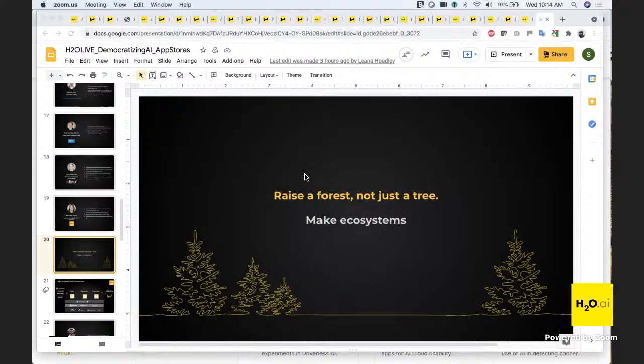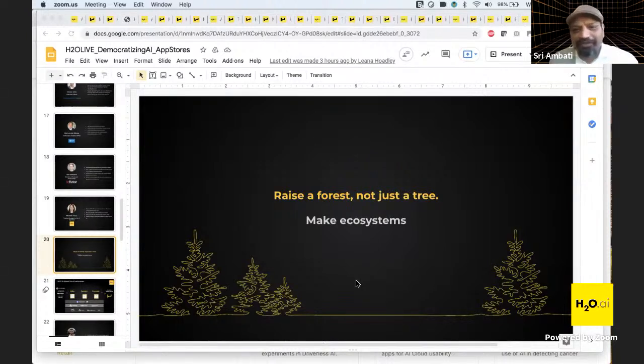Thanks, Eric and Michelle. I think alternative data sets is at the heart of the matter for how we bring life to AI and vice versa. And just like Eric mentioned, data is waiting to be made alive with AI. Our vision is to raise a forest, not just a tree, which is how we essentially built most of the journey of H2O through open source.